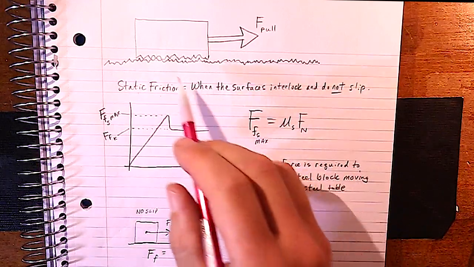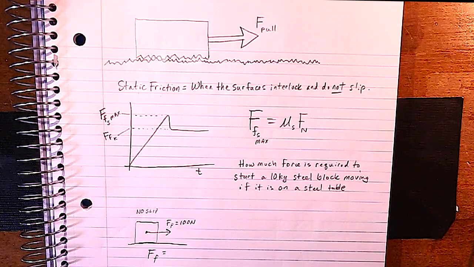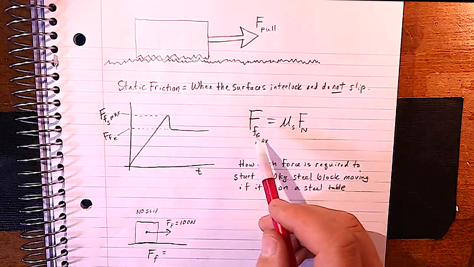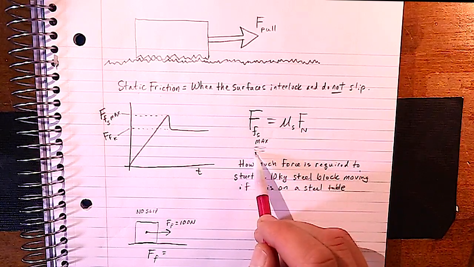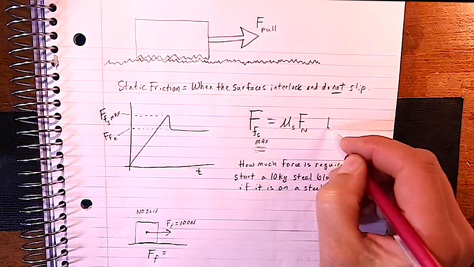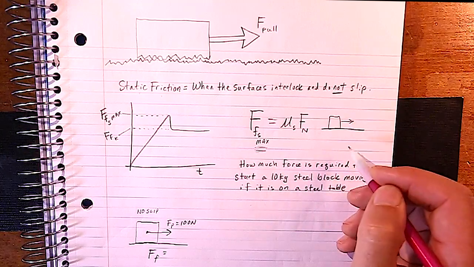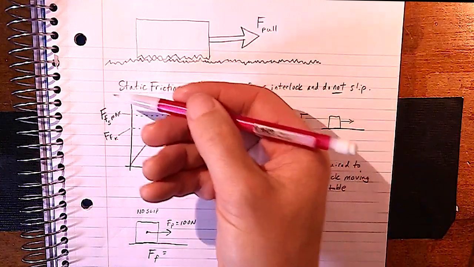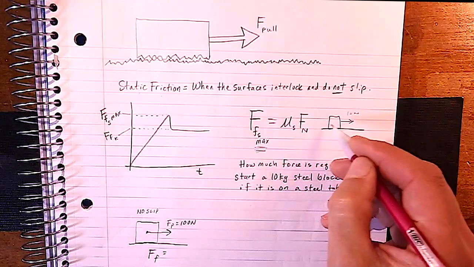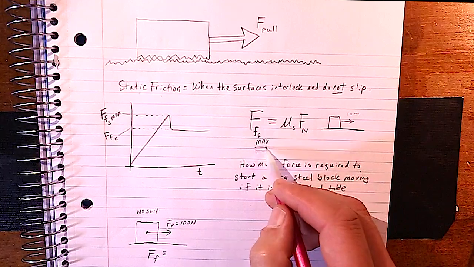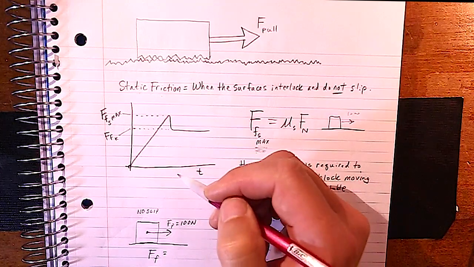So when these surfaces are interlocked here and they don't slip, that's static friction. But the problem with this is that the formula for static friction only calculates that maximum value. So if we have a box and the surfaces are interlocked and we pull on it a little bit, the surfaces pull back. So if I pull on it with 10 newtons, it's going to pull back with 10 newtons, but the force maximum might be more than 10 newtons. So this graph sort of illustrates that.